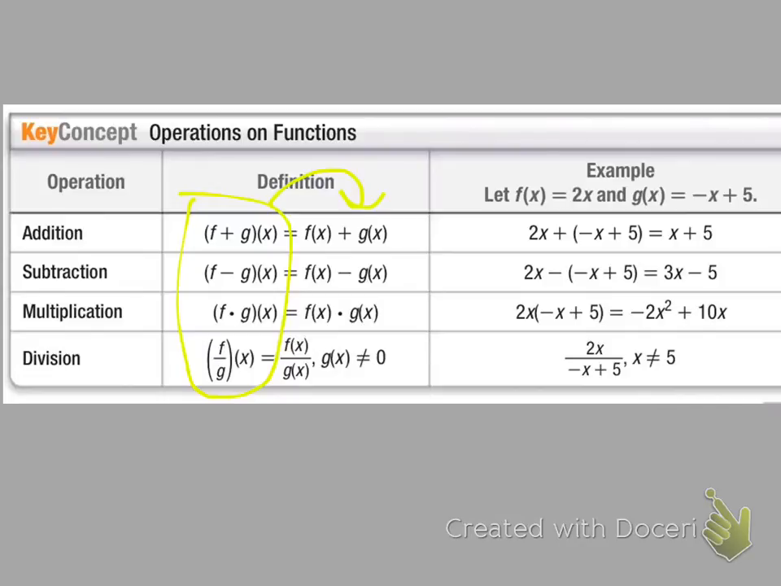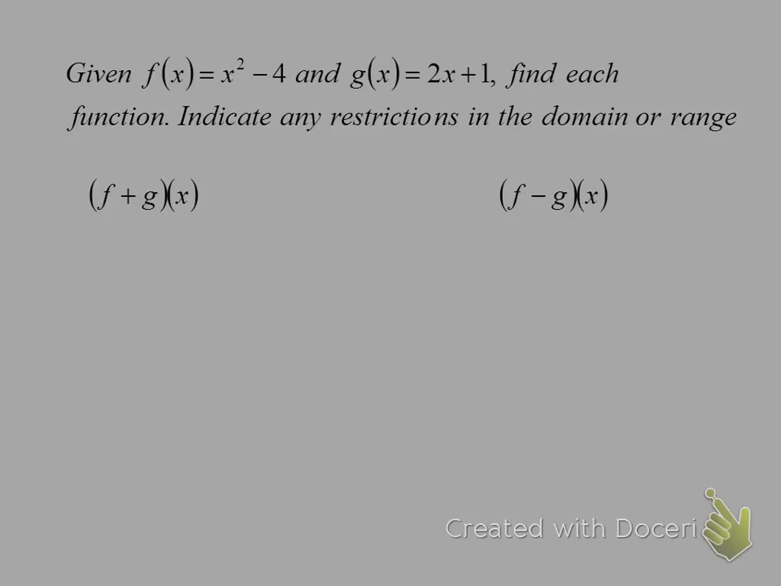So the special thing with division is we have to look at what the denominator cannot be, and we have to state that now. So we have to make that switch just a little bit. Given f of x equals x squared minus 4, and g of x equals 2x plus 1, find each function. Indicate any restrictions in the domain or range. That's your fancy talk for division. That means find what the denominator cannot be. If you're not dividing, it doesn't mean anything to you.